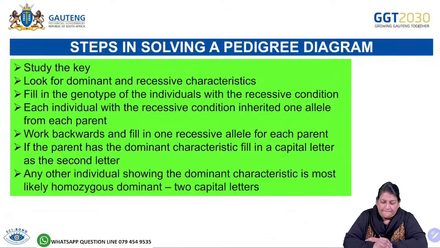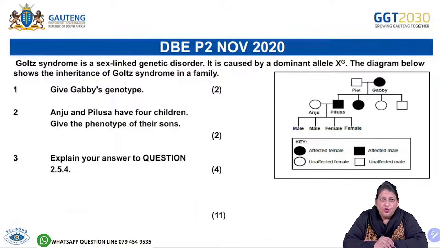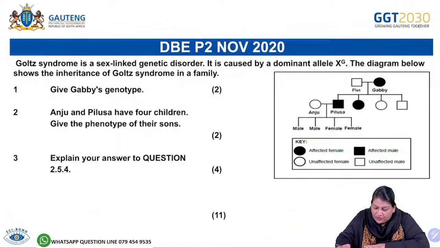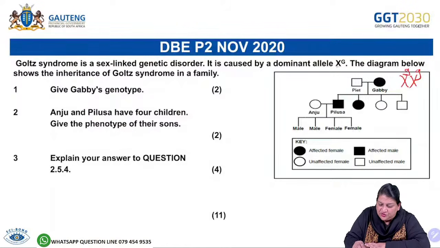All right. Now let us look at this question. Gold syndrome is a sex-linked disorder. It's caused by a dominant allele. All right. Give Gabby's genotype. Now look at Gabby. Gabby is affected, okay? She's an affected female. And if she's affected, she's going to be what? XX because she's a female. And it's going to be small g, small g. Can you see that? Because Gold syndrome is a sex-linked disorder.